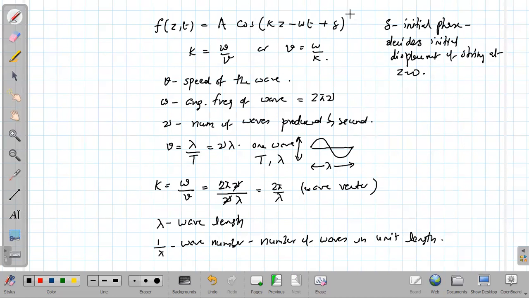So this kind of form of the wave function is called the harmonic wave or sinusoidal wave. Okay, so although it is represented as a cosine function, it is harmonic or sinusoidal. The only difference between the sine and cos is a phase difference of pi by 2. So it is usually called a sinusoidal wave or harmonic wave.